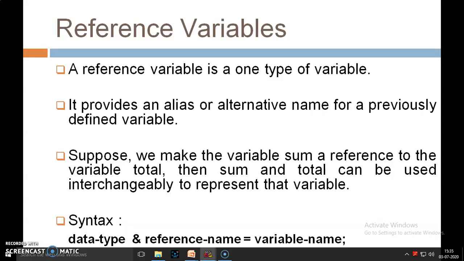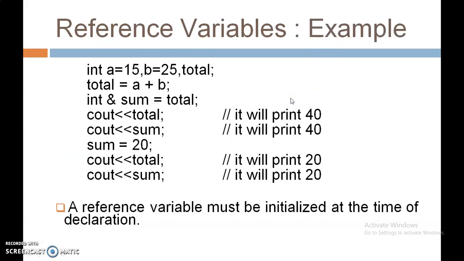Let's get back to the slides. This one is the program which was explained previously. So it is similar to our program. The reference variable must be initialized at the time of declaration. This is the condition. Here see, whenever we declare a reference variable, int &sum =, there must be some variable that already exists so that we can make an alias name for that existing variable.